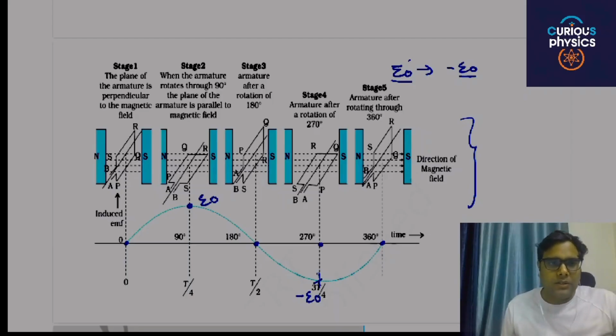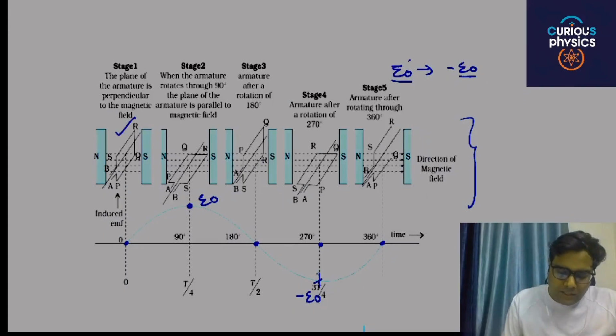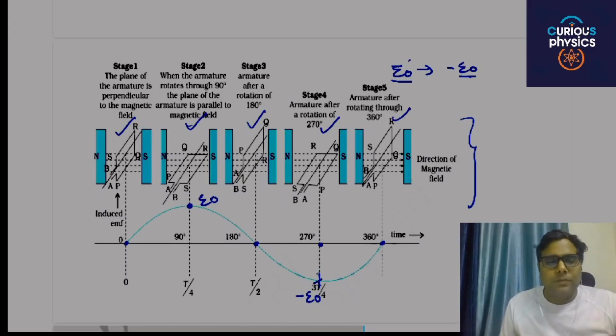Are you able to understand my point? And these are basically the positions of this loop with respect to the magnetic field. Always remember that theta is the angle between the area vector and the magnetic field, not the loop and the magnetic field. Always remember this particular point and don't get confused.